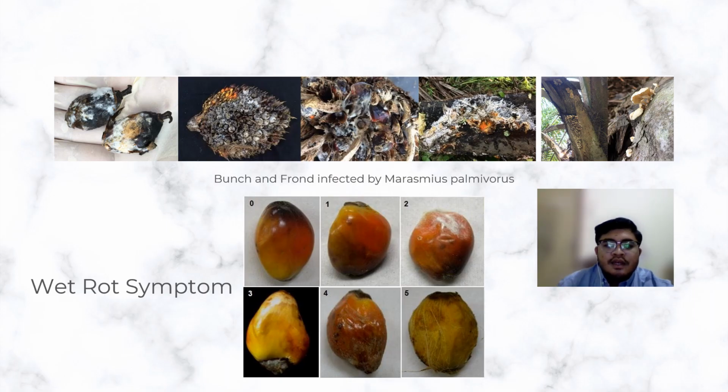Based on the pictures, the first picture is a bunch and frond infected by Marasmius palmivorus, and the second picture is the wet rot symptom.